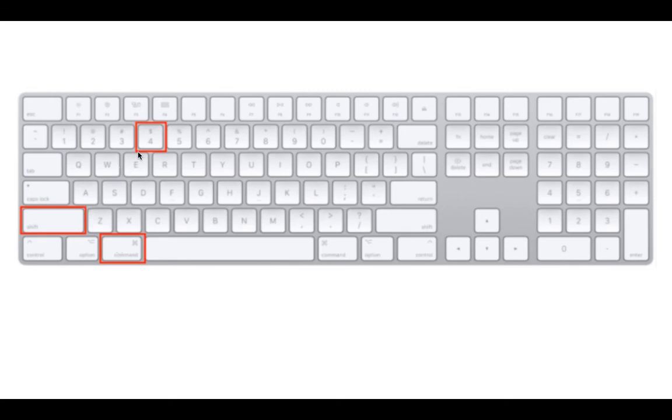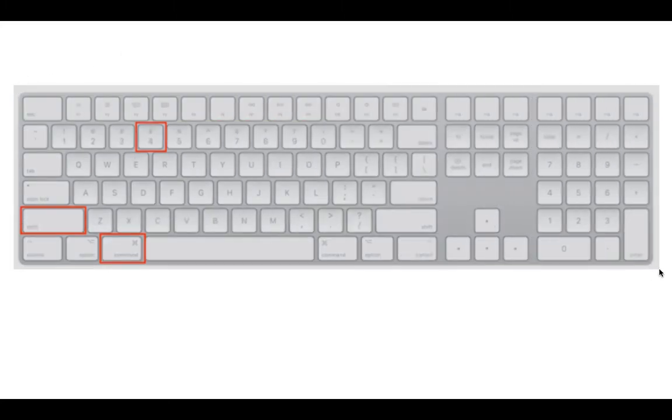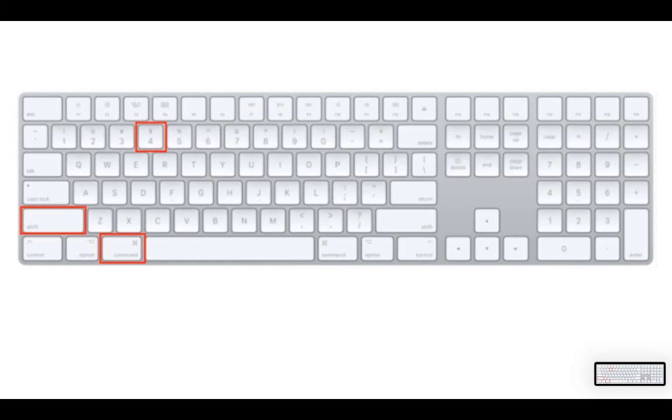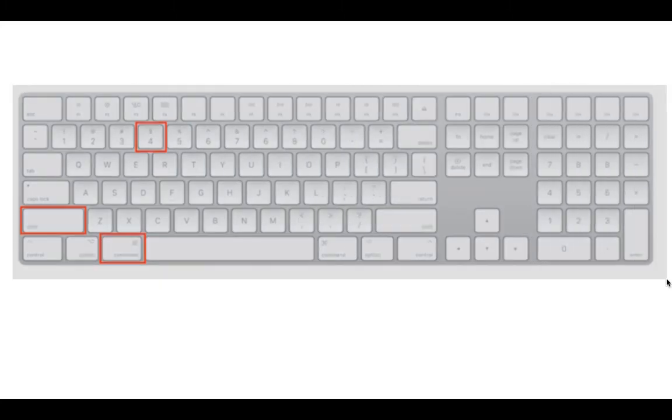What Command, Shift, 4 will do is bring up a little crosshair like that, and you can crop what you want, and it will save a photo as a screenshot to your desktop. That's Command, Shift and 4. If you don't want to save, and you just want to copy to the clipboard, it's Command, Control, Shift and 4. So it's actually four buttons, and I'll just copy it.